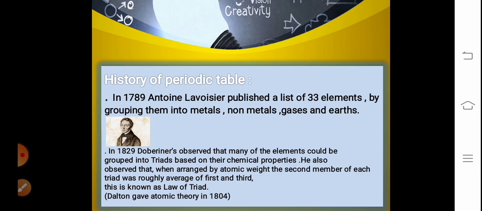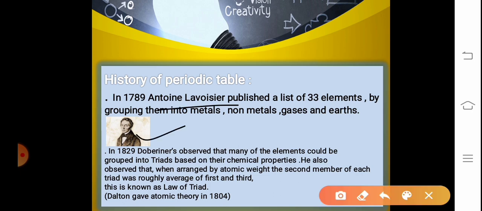Firstly, in 1789, there were only 33 elements during that time. So in 1789, a person by the name Antoine Lavoisier published the list of 33 elements. He grouped the elements into metals, non-metals, gases and the earths. This earth is the alkaline earth metals.